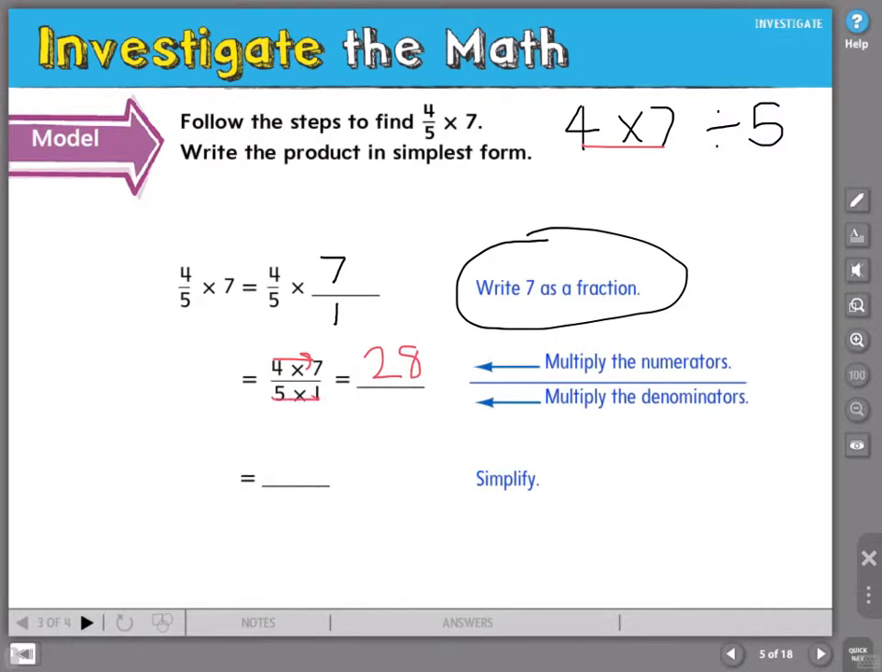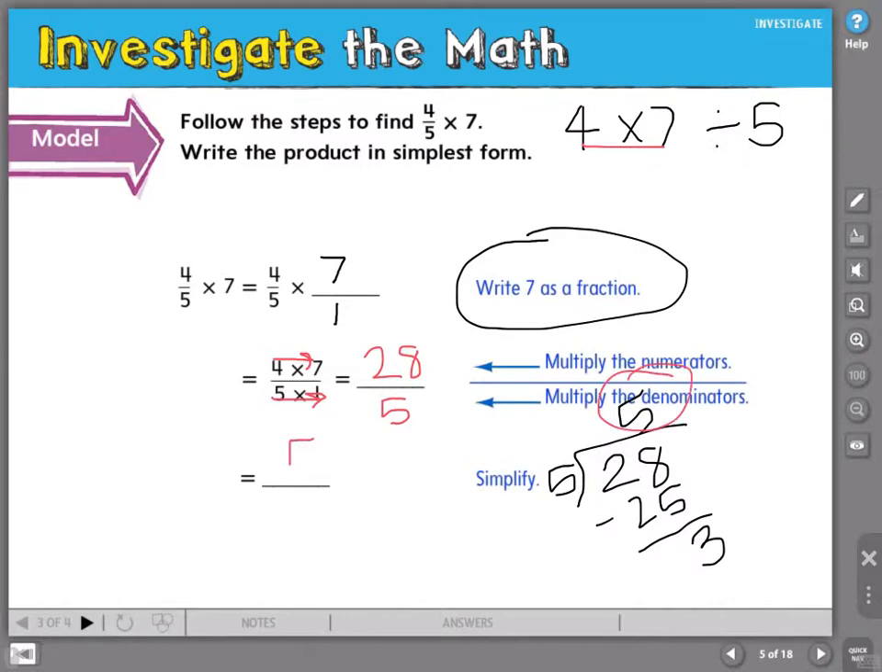Then I multiply the denominators. 5 times 1 is 5. So I have 4 times 7 divided by 5 in a simpler form. But this is an improper fraction. So now I need to simplify that. 28 divided by 5. Well, I know 5 can go into 28 5 times. That would give me 25, and I would have 3 left over. So I would have 5 wholes and 3/5.